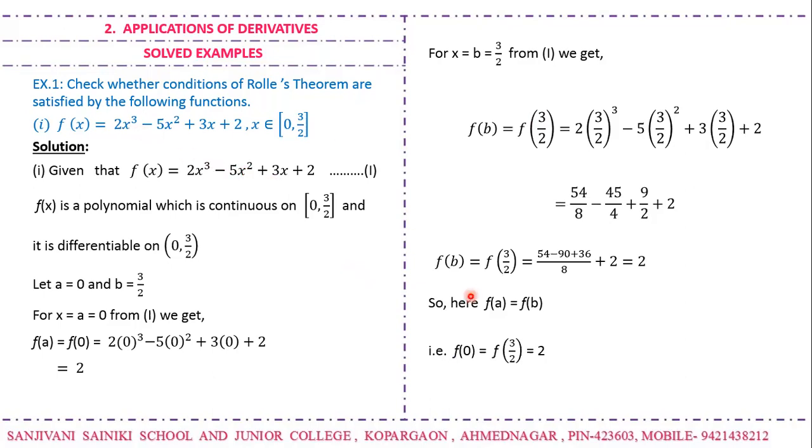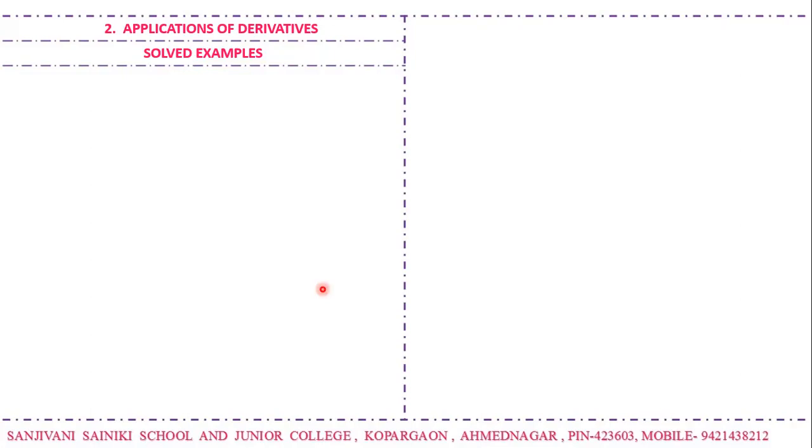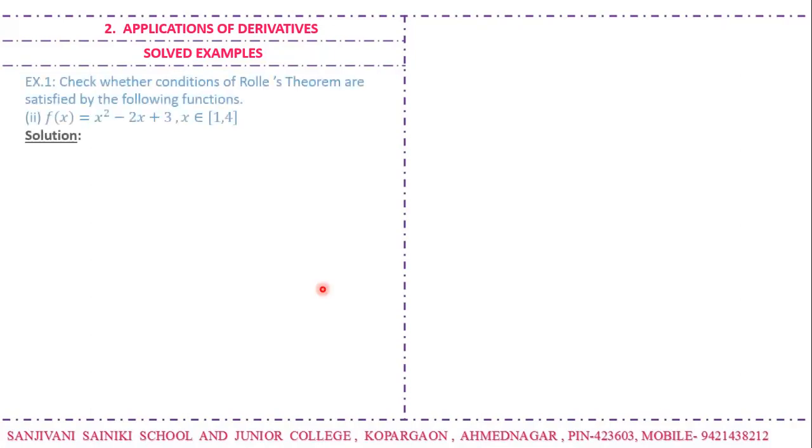So hence Rolle's theorem is satisfied. Okay, Rolle's theorem is satisfied for this function. What they ask is that we have to check only the conditions of Rolle's theorem, whether they are satisfied for the function or not. So we have checked all the conditions and we conclude that all the three conditions are satisfied for this function. We are not asked to find the value of c. Okay, again we have to check.